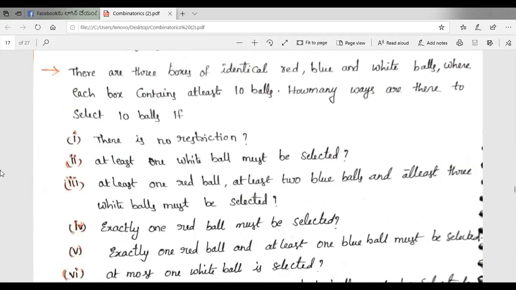So these are the questions under the given data. There are 3 boxes of identical red, blue and white balls. Identical means exactly alike, where each box contains at least 10 balls.